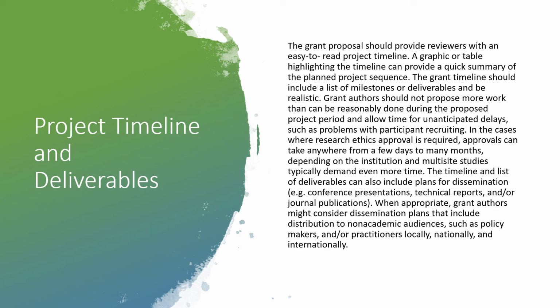And this is kind of, if you think about all the different pieces, if you were actually to run your study, what are the things you'd have to do? Well, each of those things should be part of a big timeline that basically says by the end of the grant period, let's imagine 1 year, we will have achieved and completed what we've proposed to do, piece by piece. So a graphic or a table highlighting the timeline can provide a quick summary of the planned project sequence. The grant timeline should include a list of milestones, right, what we hope to accomplish, or deliverables, what we hope to produce, and be realistic.